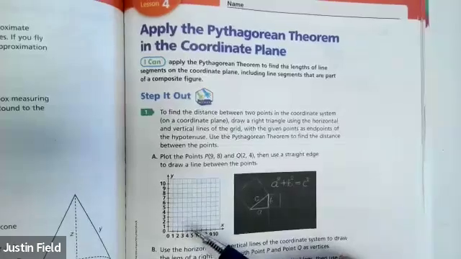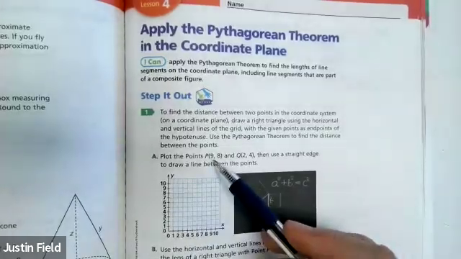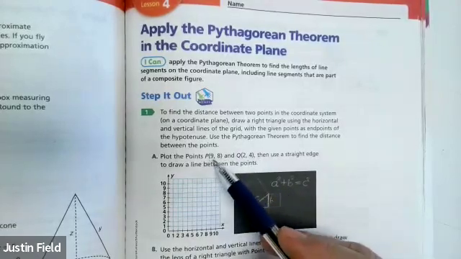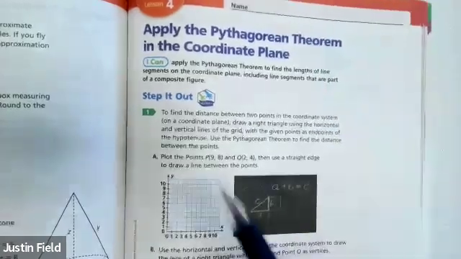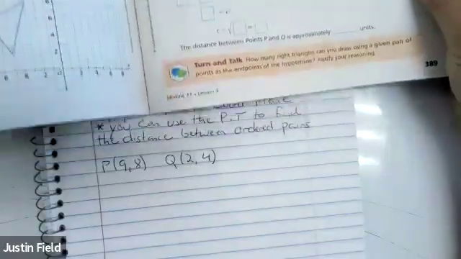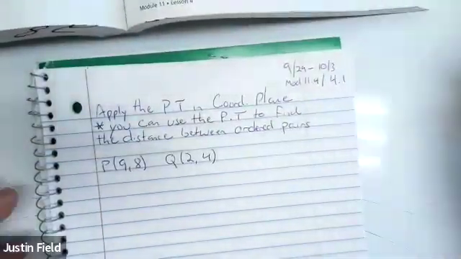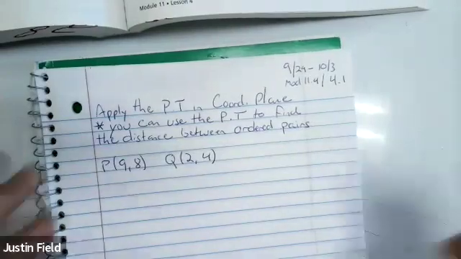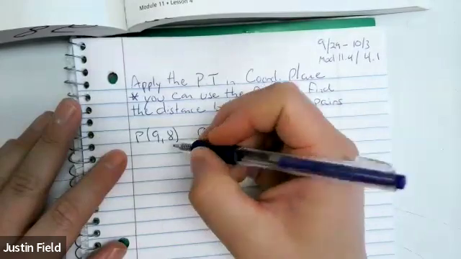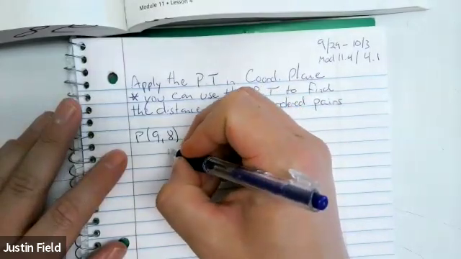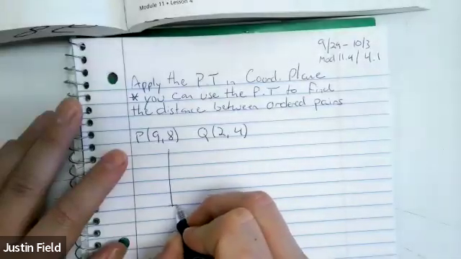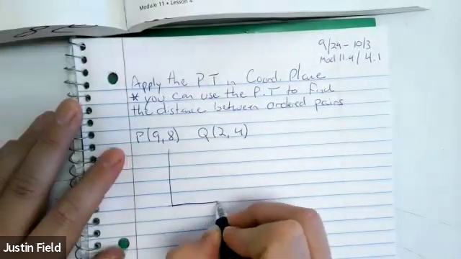So they have already given us a grid here, and they want us to find the distance between P of 9, 8 and Q of 2, 4. So those are 2 points. Use a straight edge, draw a line between. Okay, so this gives us a chance to not only answer the question, but also let me show you how we sketch a graph. A lot of times you'll hear me say, sketch the graph. And sometimes I get sketches from art class, and that is not what I'm talking about.